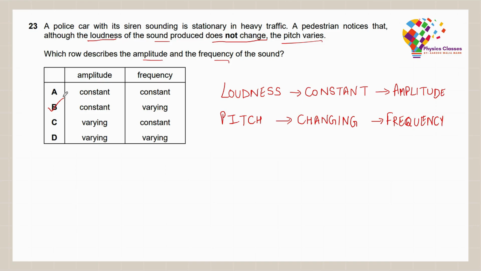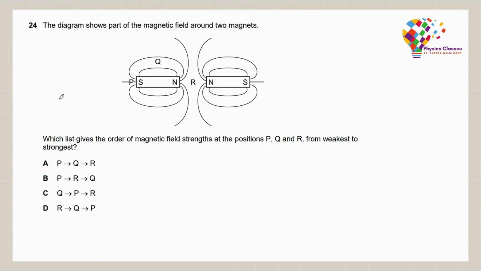Further, for question 24, it says, the diagram shows part of the magnetic field around two magnets. Which list gives the order of the magnetic field strength at the position P, Q, R from the weakest to the strongest? So if I look at P, Q and R, you can see that at R there are no magnetic field lines present. That means R is the weakest.